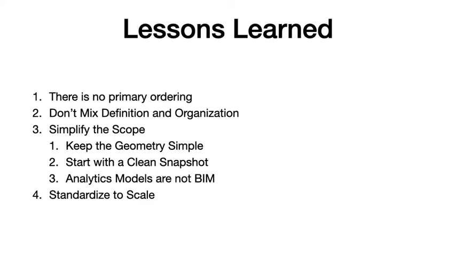To simplify the scope, to make things more powerful and work better, 3 areas to look at are geometry, time aspects, stepping away from that as much as possible, and just understanding the differences between BIM and analytical models. And the last point, again, is that the reason we standardize is to scale, which means that the standard really needs to make decisions. It needs to be something consistent that everyone can use.